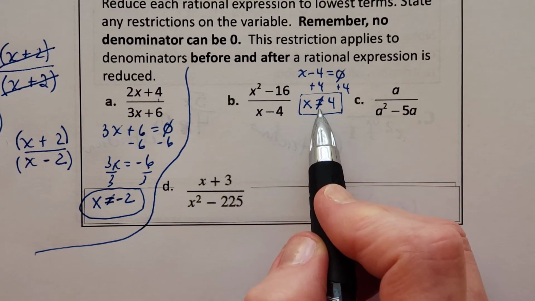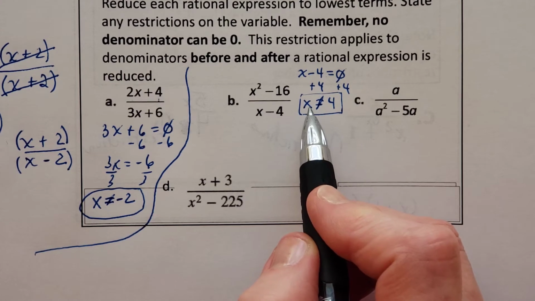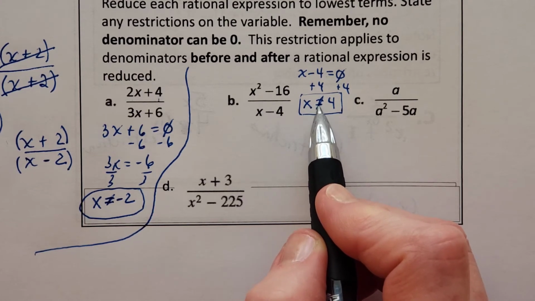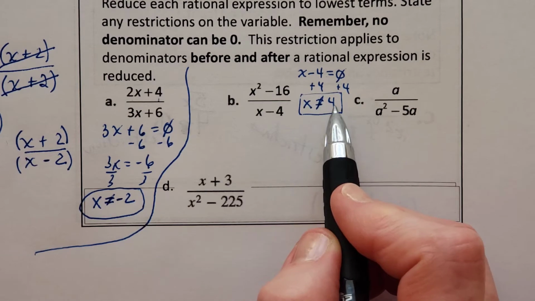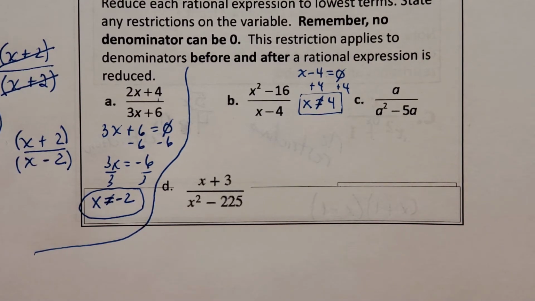And in HOX, I think it even tells you, it gives you a little box and it says x is not equal to. It gives you that little slash symbol, and all you do is type in what the restriction is. All right, so moving on.